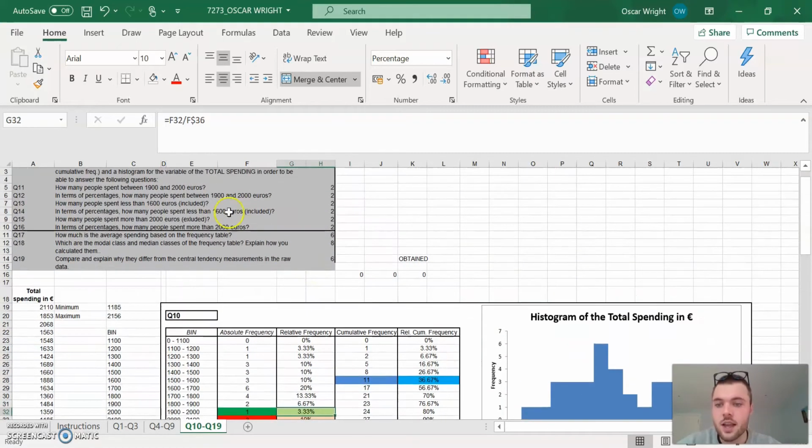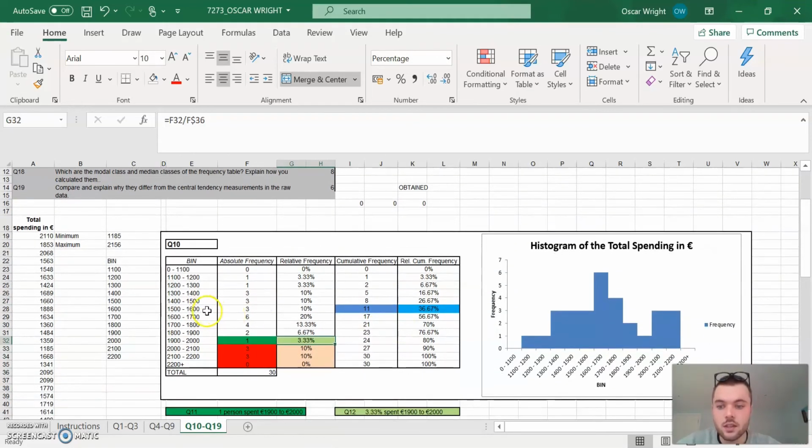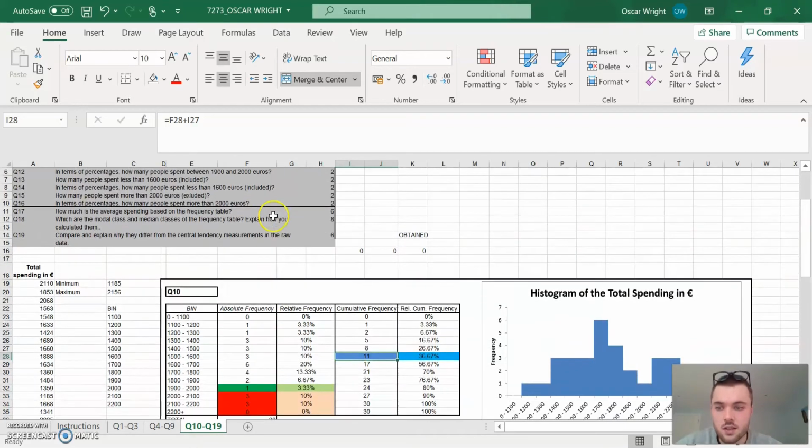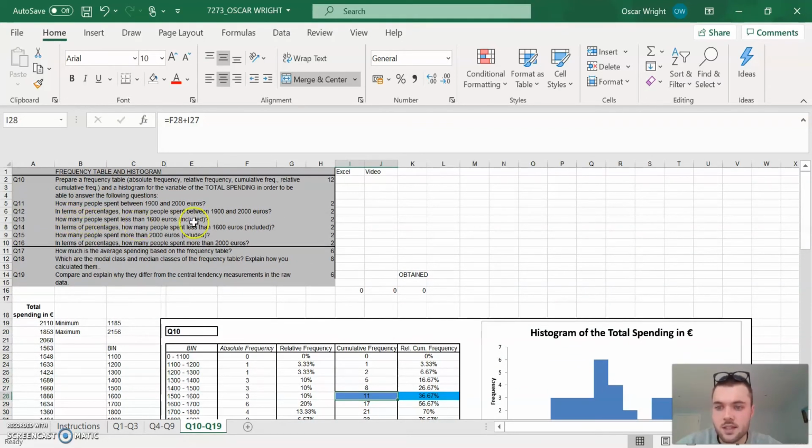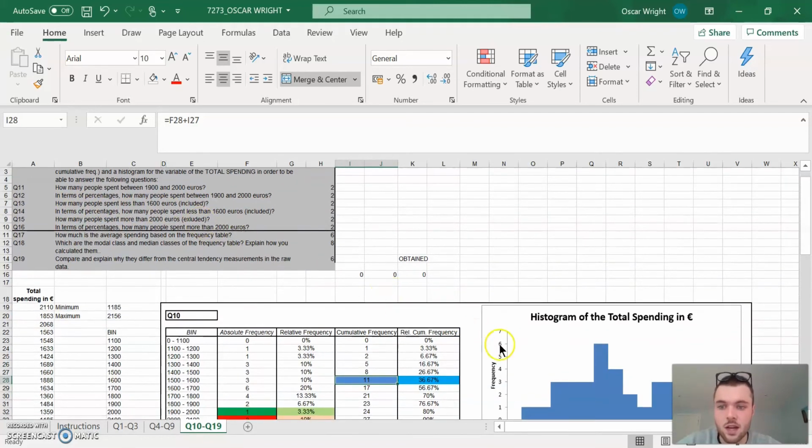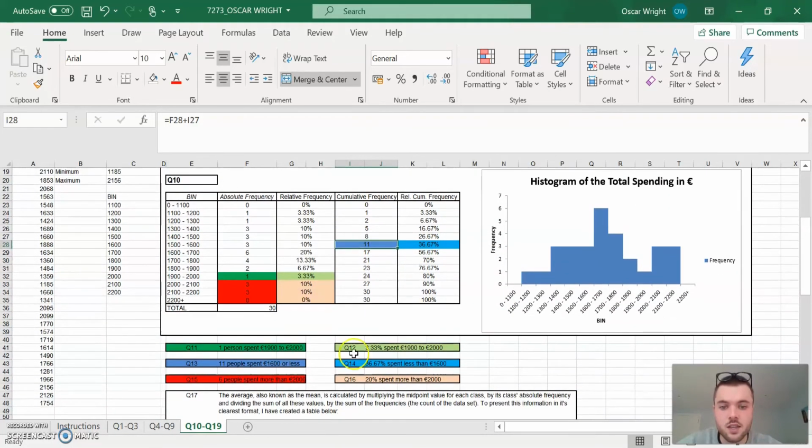Now, to find out how many people spent 1600 or less, we know that the class up to 1600, so 1500 to 1600, this includes results all the way up to 1600. So if we look at the cumulative frequency, we know that this many people have spent up to 1600. Now this is actually the same as what the question is asking. It's asking us how many people spent less than 1600, which is the same as saying how many people spent up to 1600. So therefore we can say that the answer is 11 people spent 1600 or less.